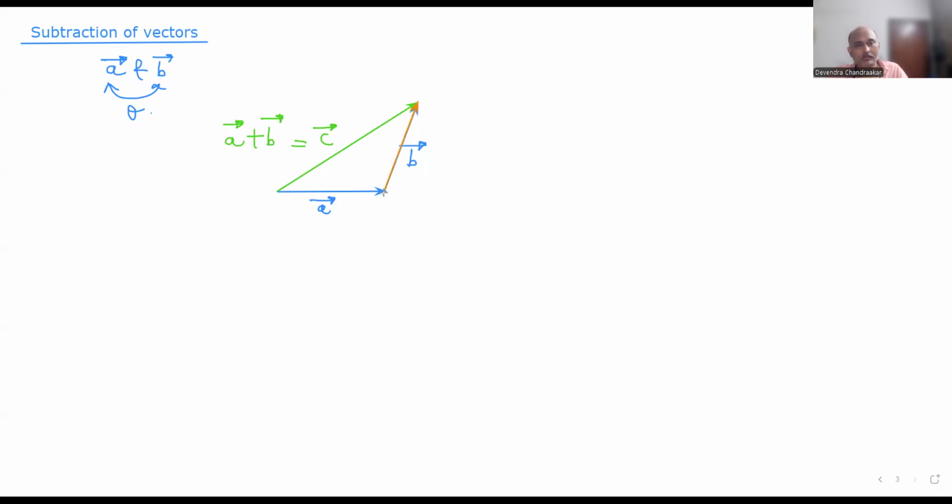Now, if I want to find minus B vector, what I will do is I will rotate this vector B by 180 degrees. And this is vector minus B. So whenever you rotate a vector about its tail by 180 degrees, you get the negative of that vector. Now, can I say that we are adding these two vectors? Yes or no?